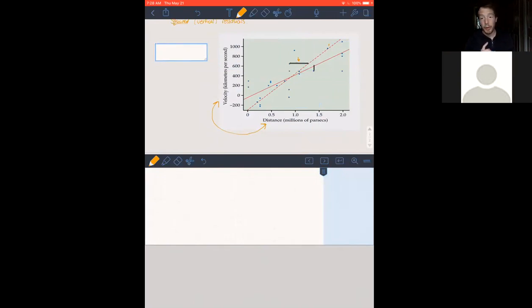So regression is not like correlation. If you do one on the other, that is not the same thing as doing the other on the one.